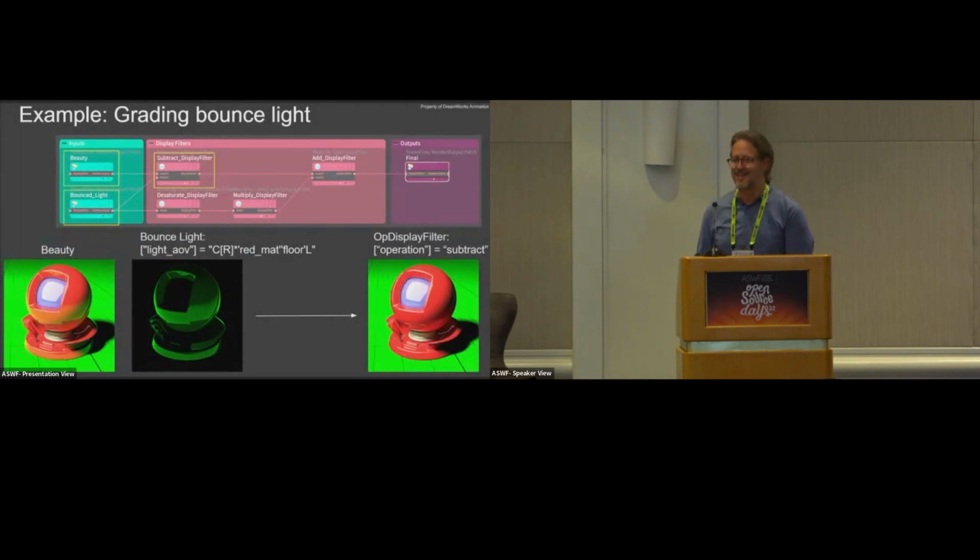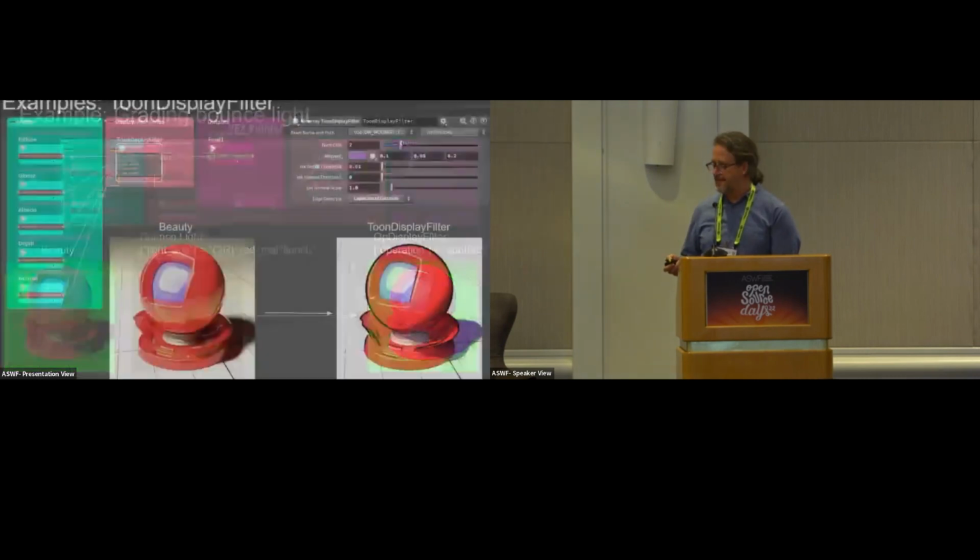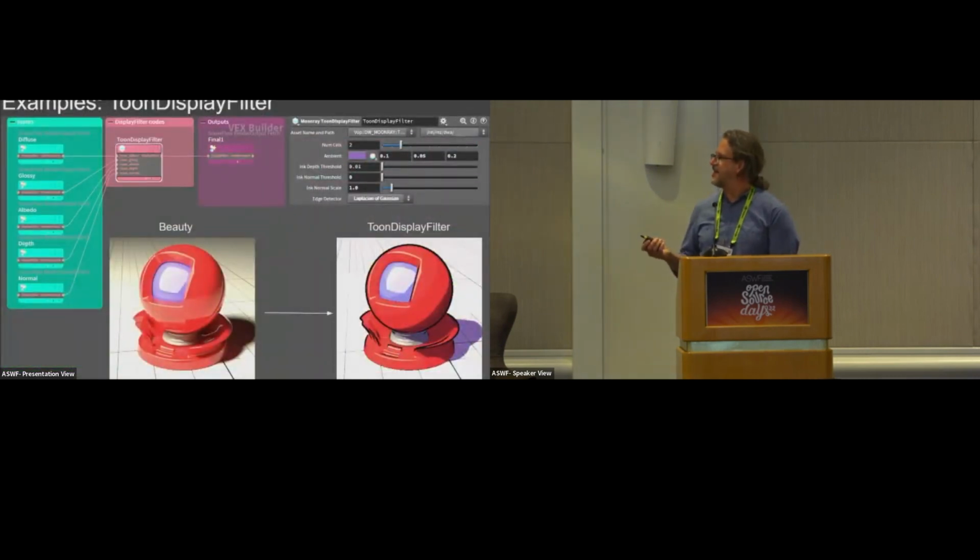Are we back? Good. Grading the bounce light, taking the green off of the widget there with a simple node-based filtering system. Now we have our tune display filter. It's an example here.